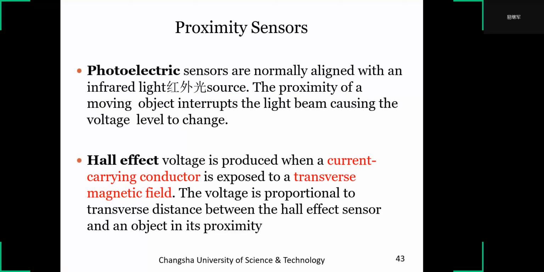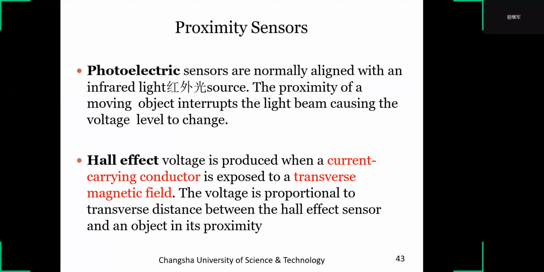Proximity sensors, photoelectrical sensors, are normally aligned with an infrared light source. The proximity of a moving object interrupts the light beam, causing the voltage to change.